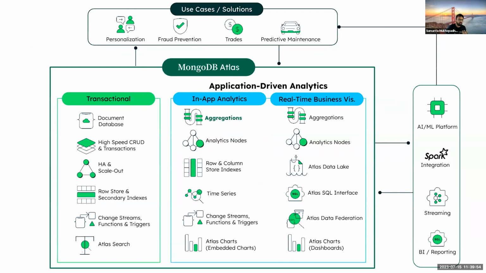Now talking about the same thing, the use cases and solutions that we discussed last time. So these are the differences that we get, right? In the transactional database, we have DocumentDB, high-speed CRUD, high availability and scale out, row store secondary indexes, change streams, functions, and triggers. And obviously we have our Atlas Search.